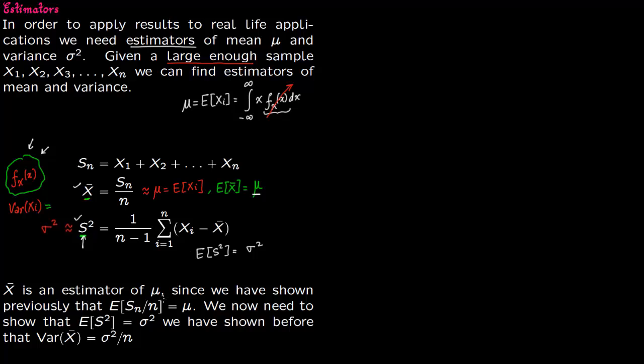Now x bar is an estimator of mu. We have already shown in the previous lectures that the expected value of Sn by n, so Sn by n is x bar, is mu. And now we need to show this condition.